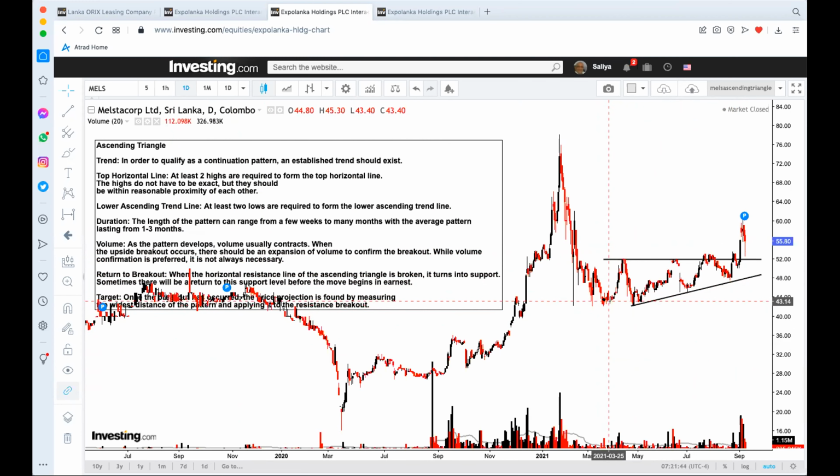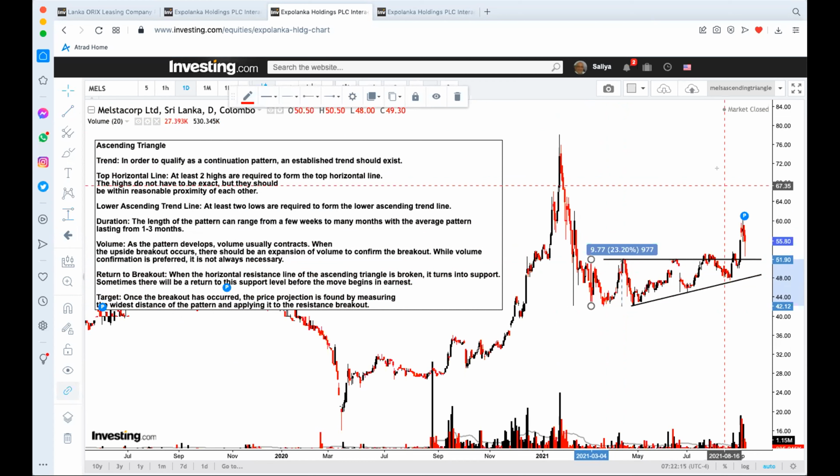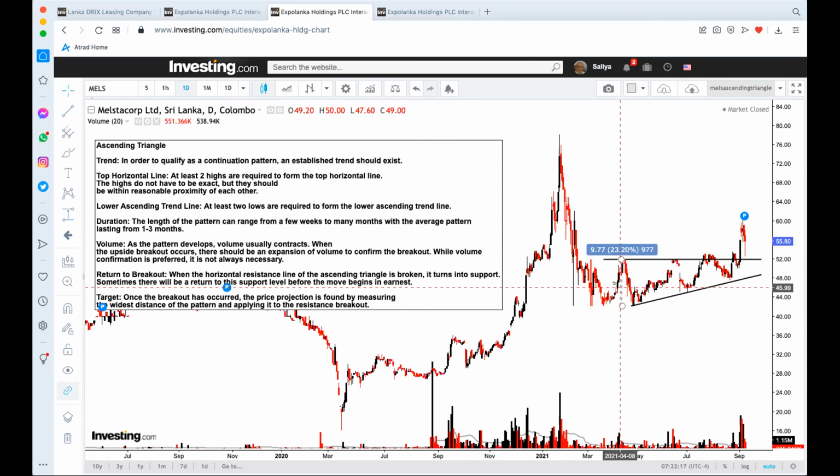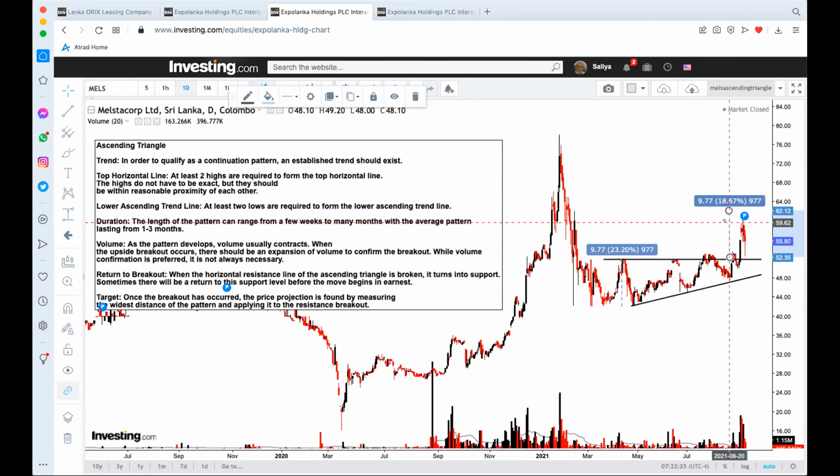You can do this. Or also, you can make use of the line and just draw the line like that. Let's color it red. Now we go to this price range, clone it, and drop it at the breakout point like this. Once the breakout has occurred, the price projection is found by measuring the widest distance of the pattern and applying it to the resistance breakout. So you go there and apply it there.